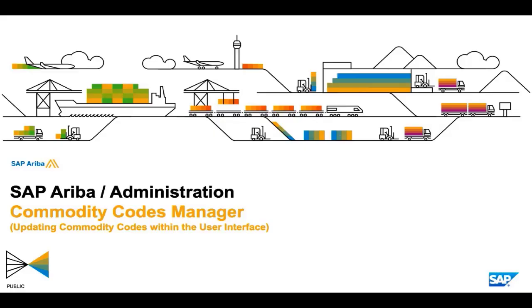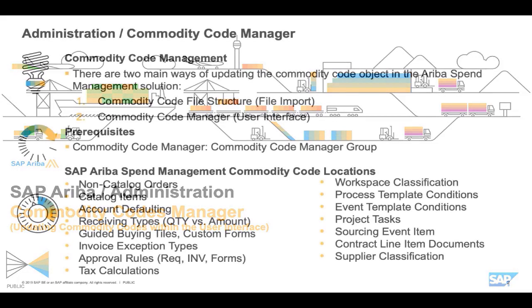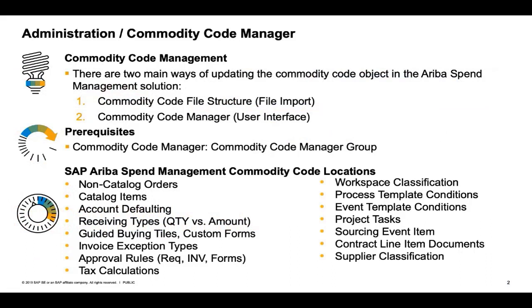In today's session, we are going to discuss how to update commodity codes within the user interface using the Commodity Code Manager. Commodity Code Management spans all modules within the Ariba sourcing suite of products. In the bottom half of the screen, you'll notice there are two columns, one on the left, which equates to the buying and invoicing module, and the column on the right equates to the module related to the sourcing suite of products.